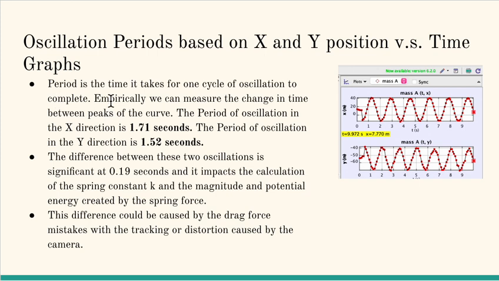So the period of oscillations with the x and y positions over time is slightly different, which is not expected. The difference is about 0.19 seconds, and it impacts the calculation of the spring constant k. It can be accounted for likely due to the drag force and the assumption that the spring is massless.